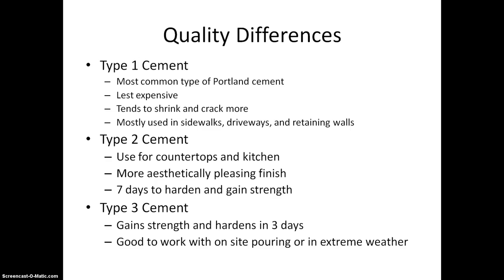Quality differences. So here are 3 different types of cement. Type 1 cement is the most common type of Portland cement. It's the least expensive, but it tends to shrink and crack more than the other 2. This is mostly used in sidewalks, driveways, and retaining walls. Type 2 cement is used for countertops and kitchens. It's more aesthetically pleasing, and it needs 7 days to harden and gain strength.